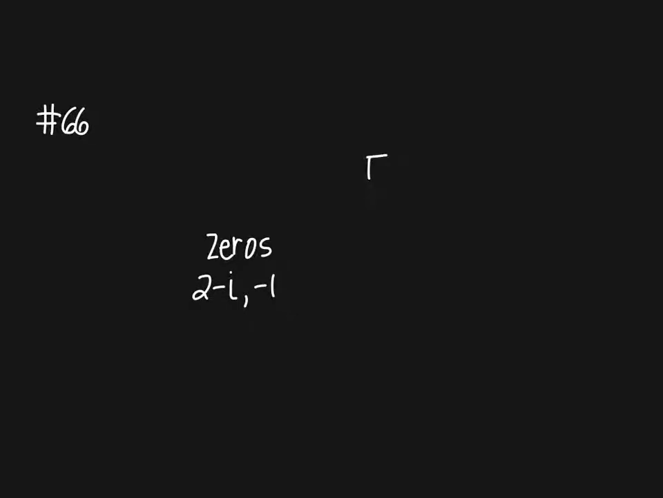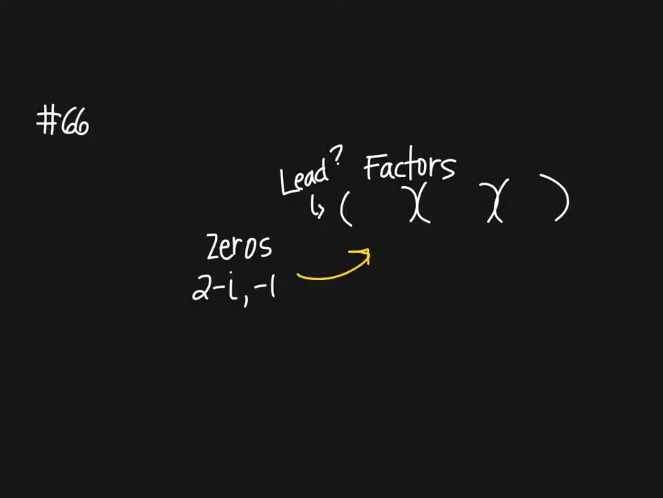I'm told that it's degree 3. So I'm told that there's going to be 3 of those. I'm not told about the lead, so I got to remember that I have to figure out the lead myself. So I got to know what's my lead going to be. But I do at least know a couple of the zeros. So can you go from the zeros to create some of the factors?